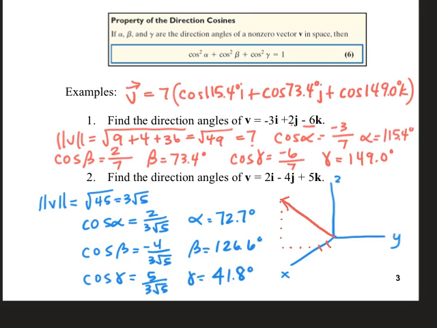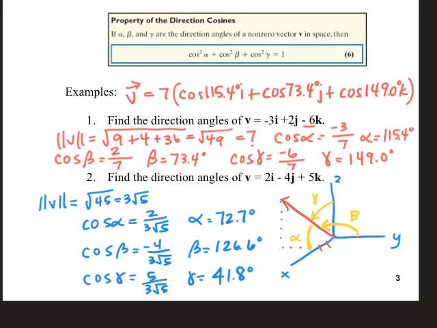So if I look at alpha, that's 72.7 degrees. And then looking at beta, that's bigger, right? That's much further over. And that is 126.6 degrees. And our last angle is not very much at all. It's coming down. And that is gamma, or 41.8 degrees. It actually looks like alpha is about the same amount as gamma, but it is up there. So that's why it's up, and it's just a little bit over for the z angle.